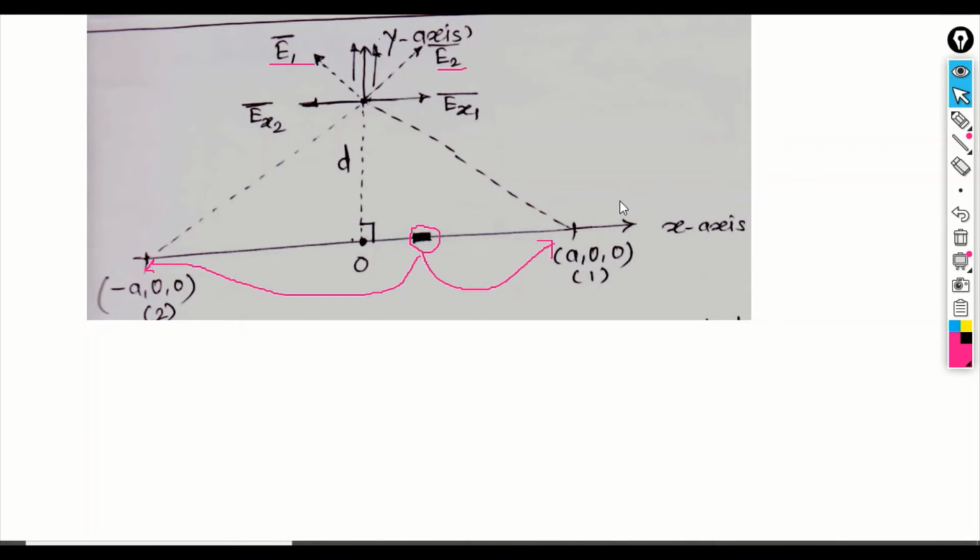So what is the conclusion in this? Here, if I observe the direction of EX1 and the direction of EY1, all the horizontal components along the line charge distribution are cancelling each other. Only the component that you will get is along the y-axis. This is the conclusion that we can say.